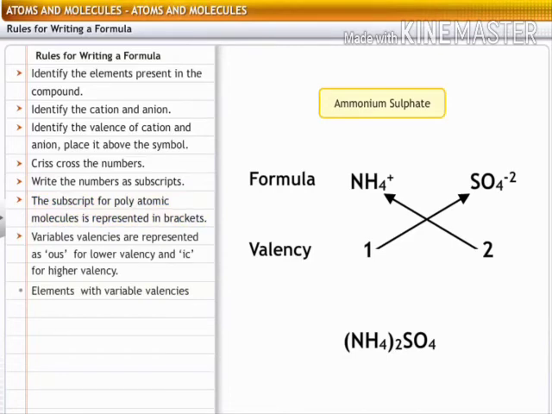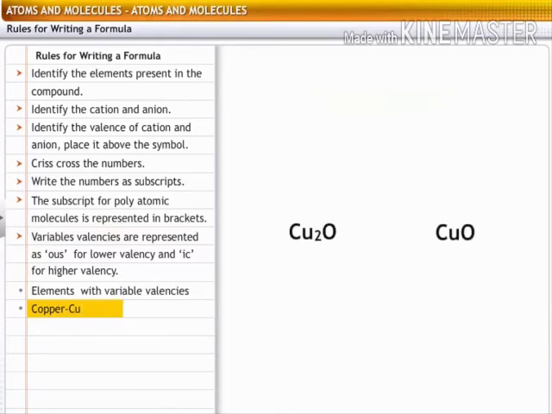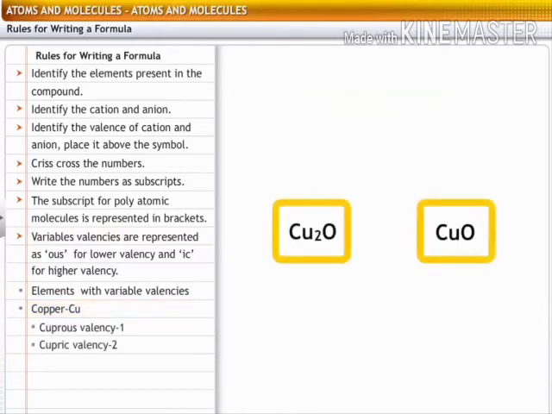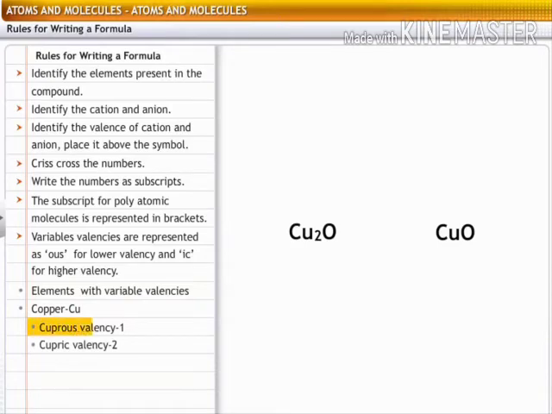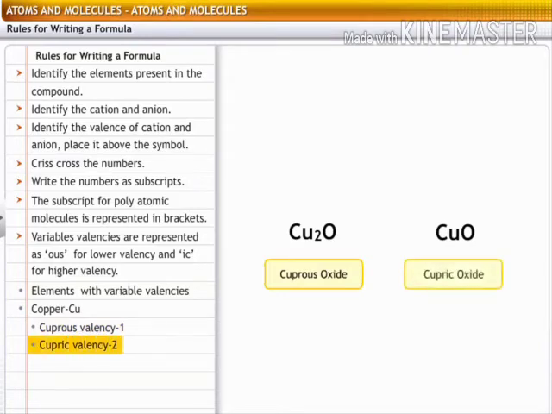There is an exception for some of the metals, which exhibit variable valency and are named accordingly. For example, copper shows 2 different valencies, 1 and 2. In such a case, the compound formed with lower valency is called cuprous, and the compound is cuprous oxide, that is Cu2O. On the other hand, copper with valency 2 forms cupric oxide, CuO.